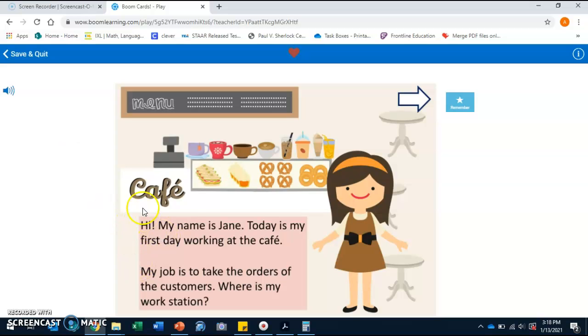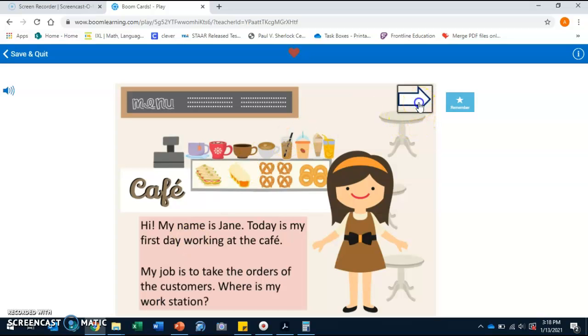And here they're just telling you the cafe, and it says here, "Hi, my name is Jane. Today is my first day working at the cafe. My job is to take orders of the customers. Where is my workstation?" So that is what you will be doing today. You will be taking orders from the customer from your workstation.